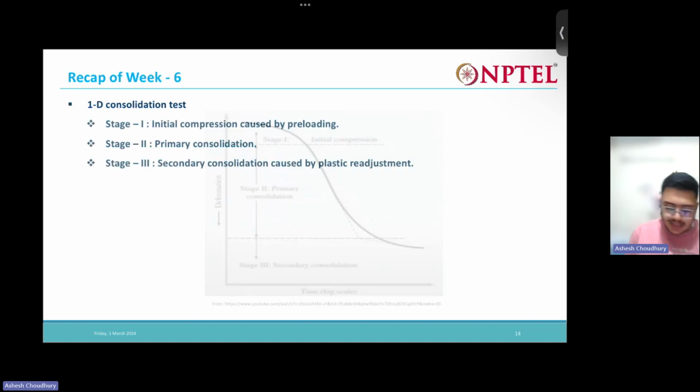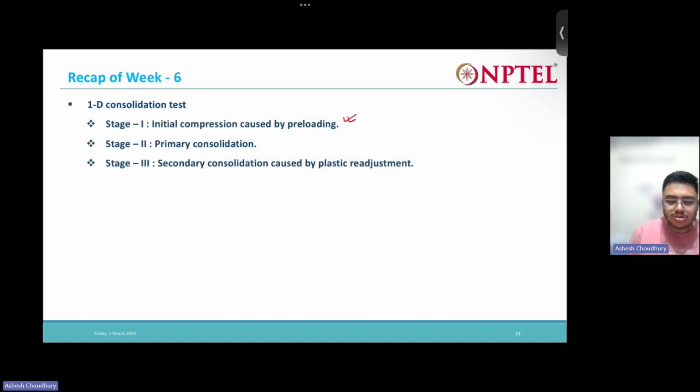In the consolidation test, we have an initial compression that is caused by preloading. When you put the soil sample, initially some amount of dead weight is placed over it. That is known as the preloading. After that we put the main weight. Due to that weight, the primary consolidation takes place.